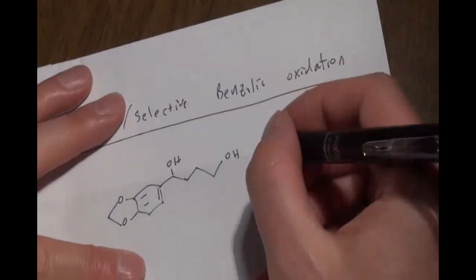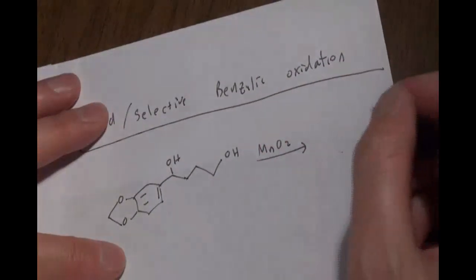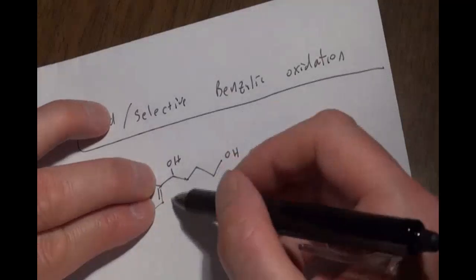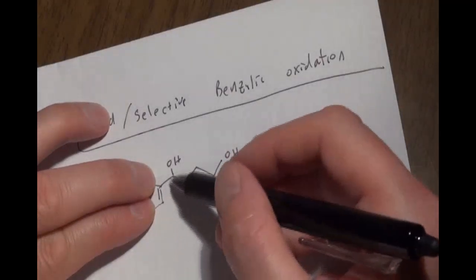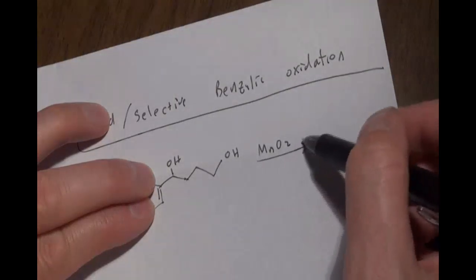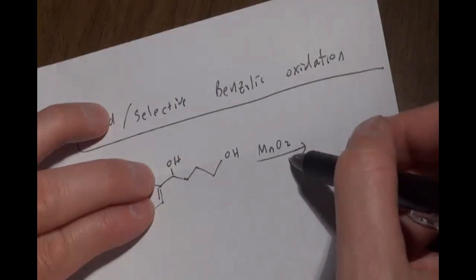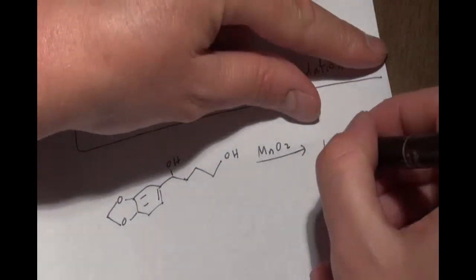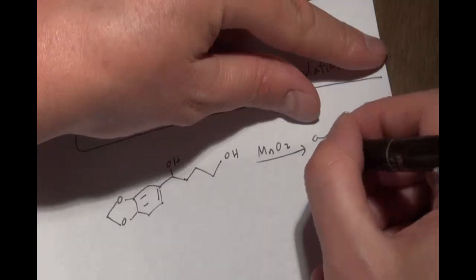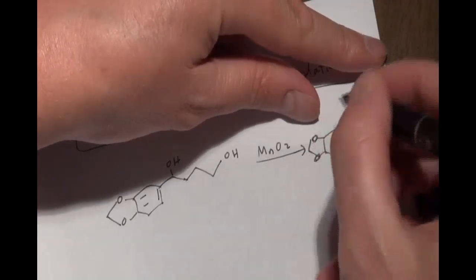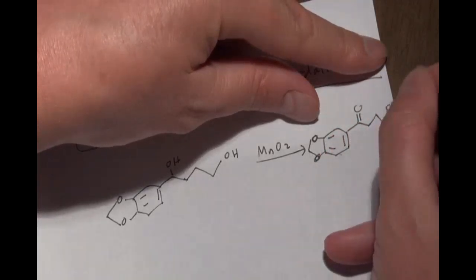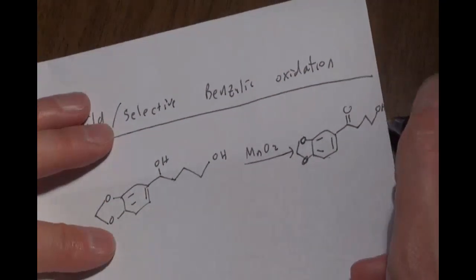And the answer is yes, and the magic oxidizing agent is MnO2. We've also seen this, I think, for allylic. Allylic means next to an alkene. If you have an alkene and you want to oxidize an allylic position, I think it's MnO2, and I want to say you saw that in the notes previously. So it's the same oxidizing agent. It's selective for allylic, which is this, and benzylic, which is this, next to benzene. And it'll selectively oxidize the benzylic position to a ketone, and not touch the primary alcohol. Okay.